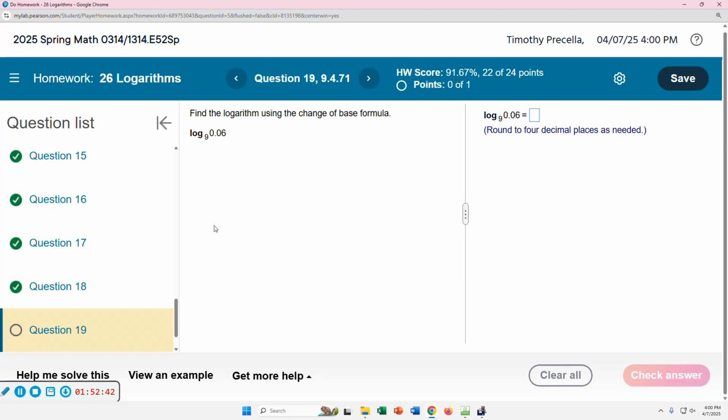Same instructions: use the change of base formula to find log base. Is that a 9? It's got to be a 9. It can't be a G. I thought it was a G. 0.06.